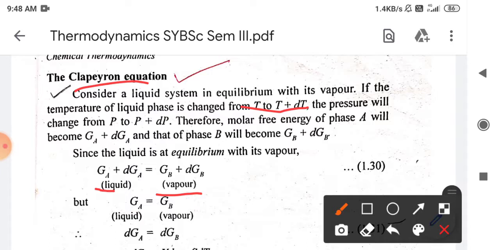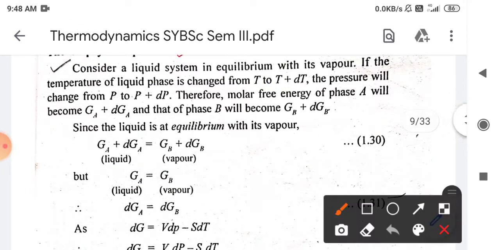Okay, so simply he has made the change in the temperature. So due to the change in the temperature, there is certainly going to be a change in the vapor pressure of the given two phases. As the vapor pressure changes, that means the Gibbs free energy change will also be observed for the two phases. Okay, so consider the liquid system which is in equilibrium with its vapors.